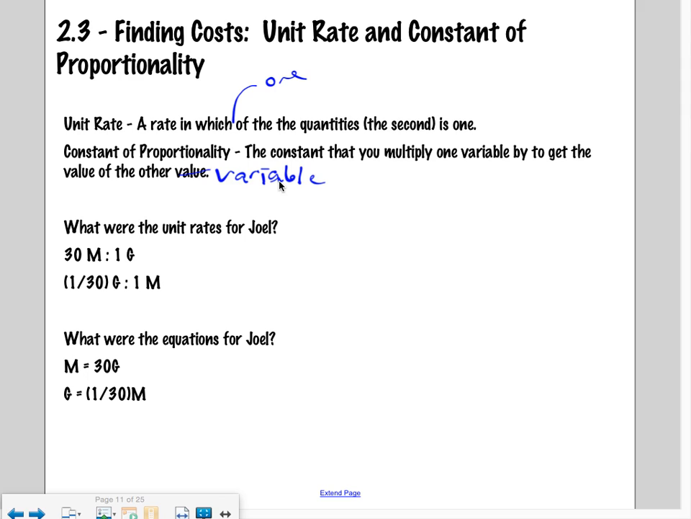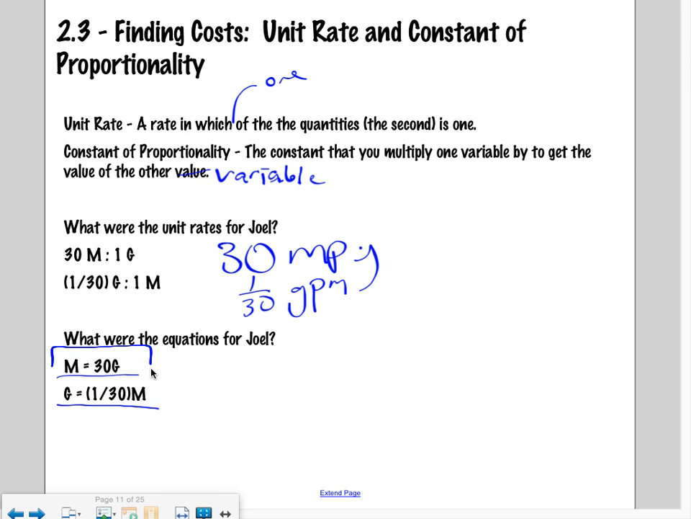Okay, so what were the unit rates for Joel? Well, we know they were 30 miles per gallon and 1/30th of a gallon per 1 mile. And what were the equations? M equals 30G and G equals 1 divided by 30 times M. So these are the unit rates here, and these are the equations, and we know that these here are the constants of proportionality, right?